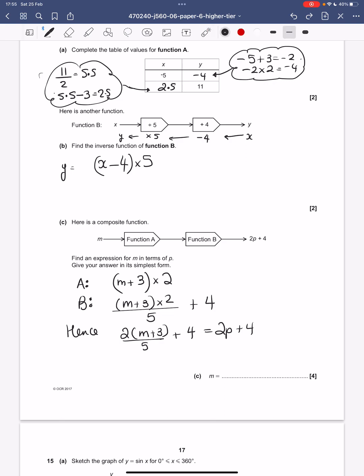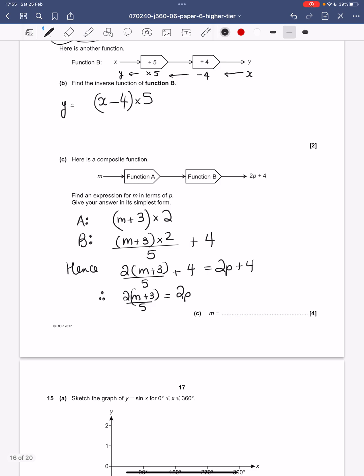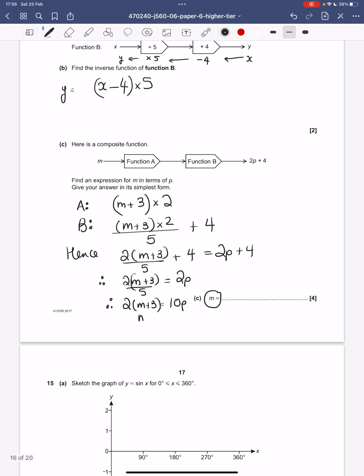First of all, take 4 from each side. 2 times m plus 3, divided by 5, is 2p. Then I'm going to multiply both sides by 5 to cancel out the divide by 5 on that side. So therefore 2 times m plus 3 is 10p. We want to end up with just an m on the left hand side. So the next thing I'm going to do is divide both sides by 2. So m plus 3 is 5p. And then I'm going to take away 3 from each side. So m is 5p minus 3.